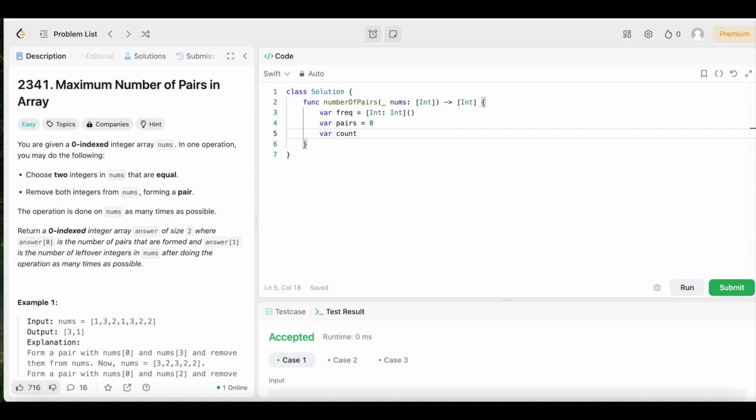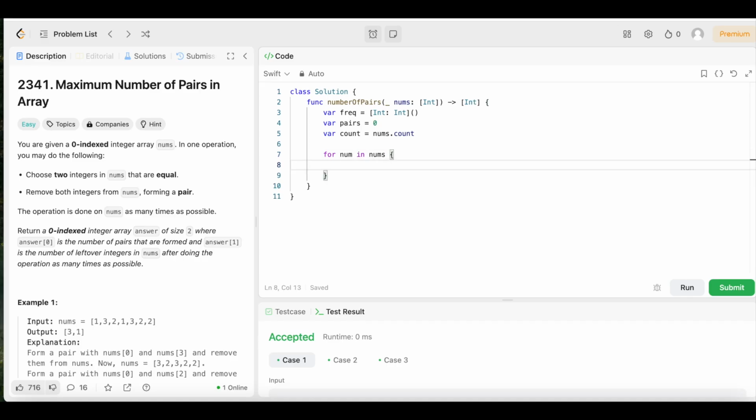So for that, to initially start, we're going to declare a variable called count, and we're going to set that equal to nums.count, just like this. Now we need to iterate over each number in the array. So for that, we're going to do our for loop. We're going to say for num in nums. Then we're going to open up the brackets. Then we need to keep track of the frequency or the count of each number that occurs, right?